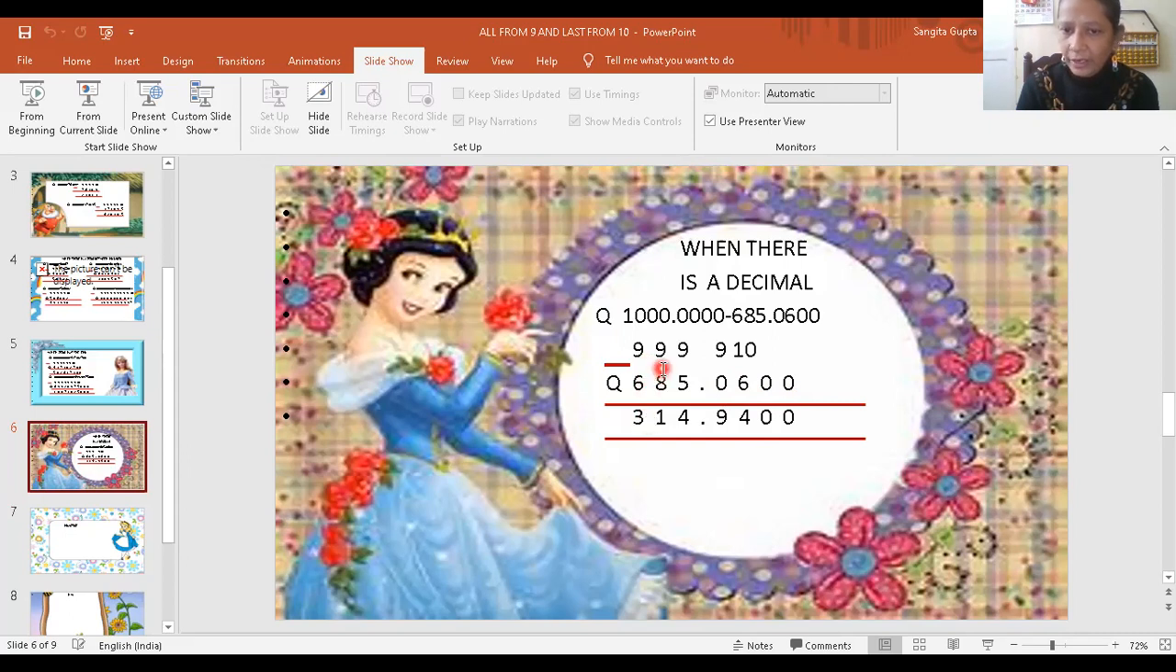9 minus 6, 3, 9 minus 8, 1, 9 minus 5, 4. Now you see where is this decimal? Where the decimal is there, you can just put the decimal here. You have to put the same decimal here also. Now next is 9 minus 0 is 9. Now 10 minus 6 is 4. And in the last, you have to put these two zeros as it is. So like the same, you can practice many other questions like the same as well.